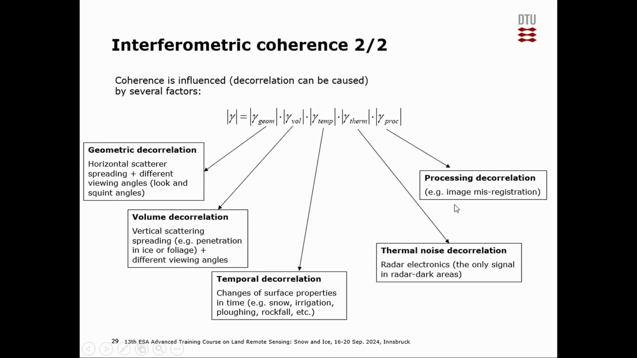And then there are things which are less interesting for us, these thermal noise and processing decorrelation terms. So spreading of the scatterers, horizontally or vertically, and changes in time of the surface are the main sources of decorrelation which we usually have to deal with.